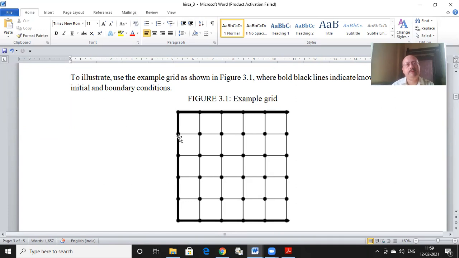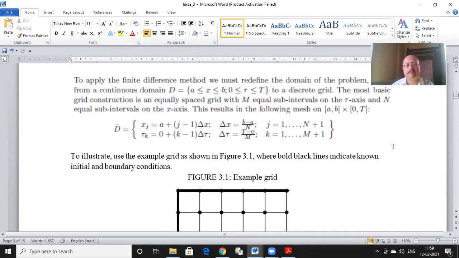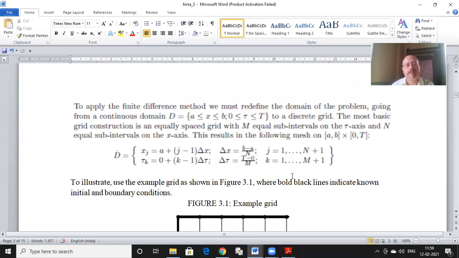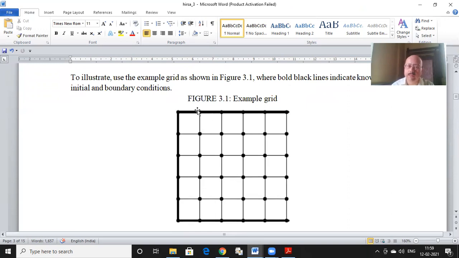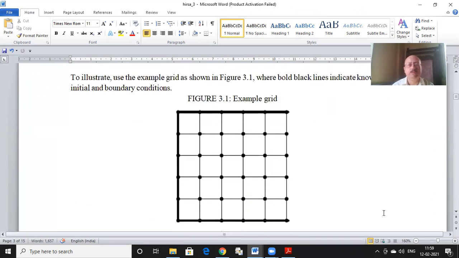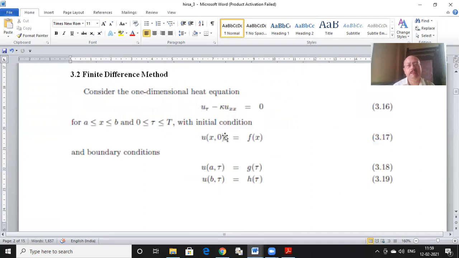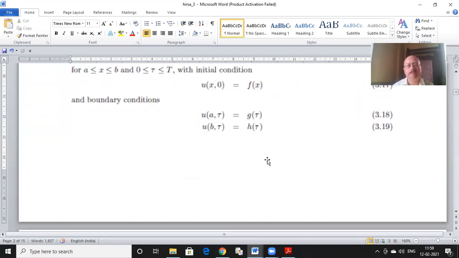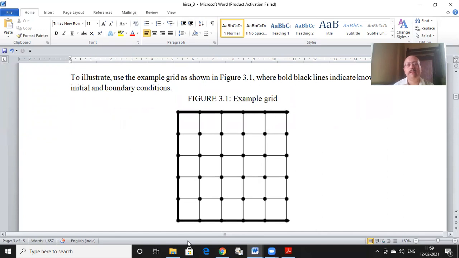And here I have 1, 2, 3, 4, 5 time slices. So my capital M is 5, and 1, 2, 3, 4, 5, again 5 space slices. So capital N is also 5. So it's a 5 by 5 grid. And how are the initial and boundary conditions translated here? They are shown in the bold lines. So bold black lines indicate initial condition on this vertical and boundary conditions on the floor and the ceiling here.